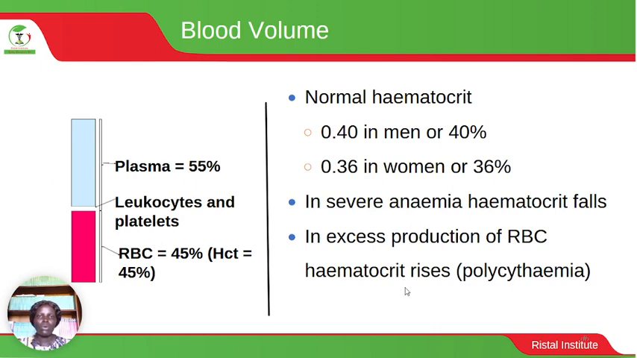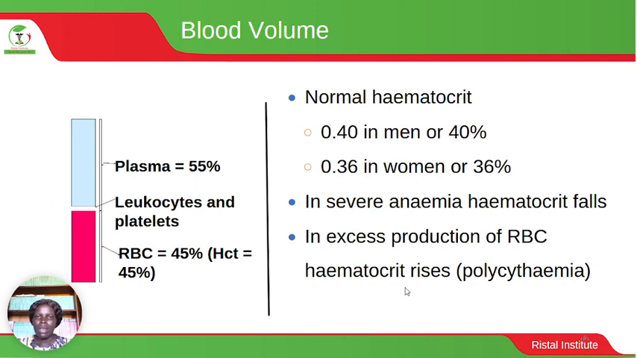Normal hematocrit is 0.4 in men, or 40%. In women, it is normally 0.36, or 36%. That is why the hemoglobin of women is normally lower than that of men.